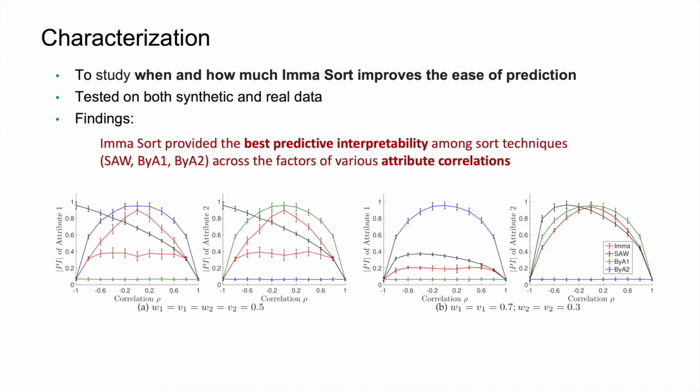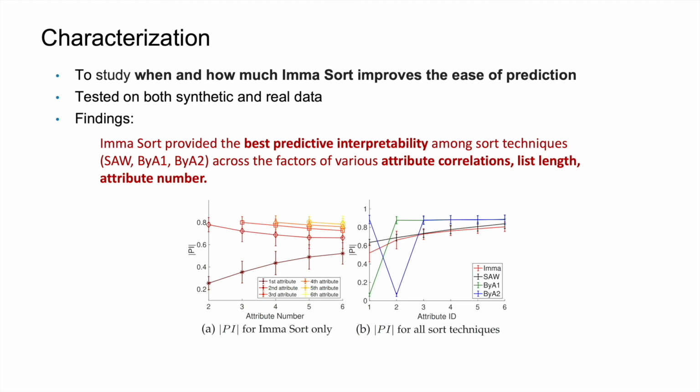In our characterization simulation, we found that Imma Sort provides the best predictive interpretability among techniques across the factors of various attribute correlation, list length, and attribute number.